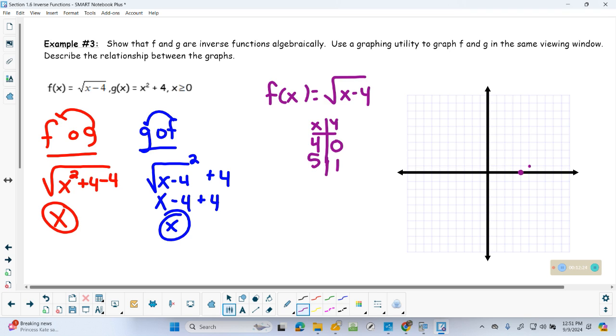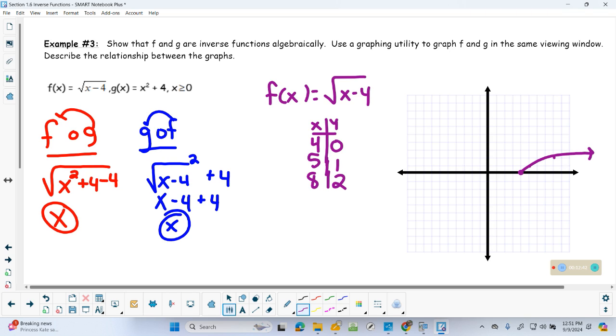Now, you could put 6 in, but you're going to have a decimal, and we know I can't graph that great. Okay, so I'm going to get fancy. I'm going to do 8. 8 minus 4, 4, and the square root of that, 2. Got it.